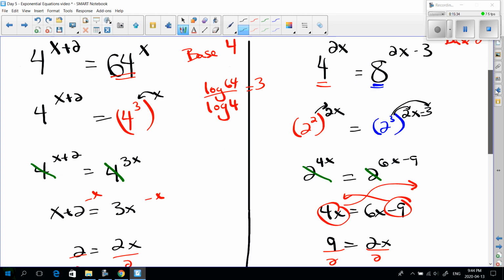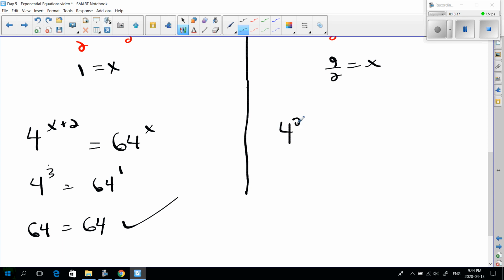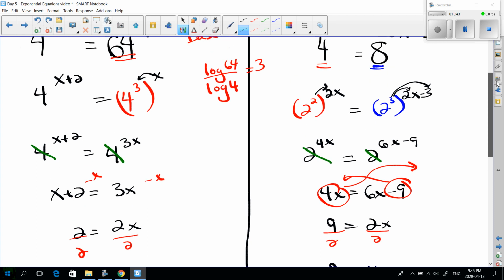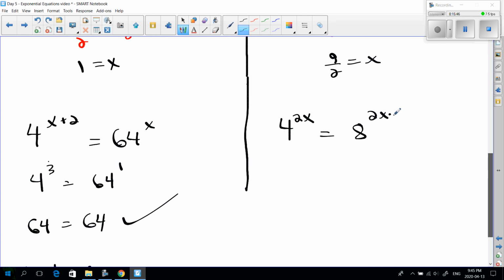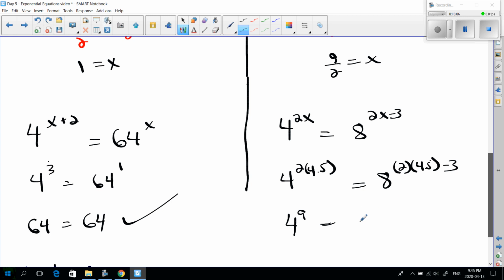So I want to test my answer. 4 to the power of 2x equals 8 to the power of 2x minus 3. So as I said, if you want to use decimals, this becomes 2 times 4.5, and this becomes 8 to the power of 2 times 4.5 minus 3. We've got 4 to the 9th equal to 8 to the 9 minus 3. So 4 to the 9th equals 8 to the 6th.